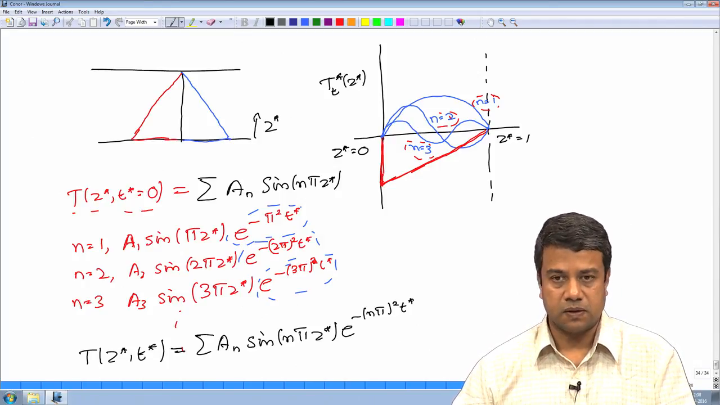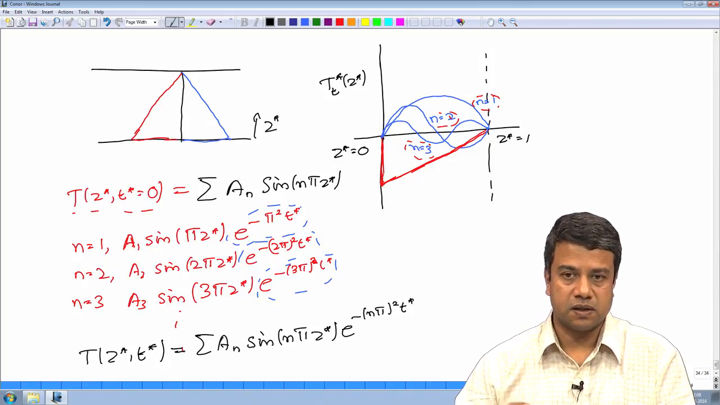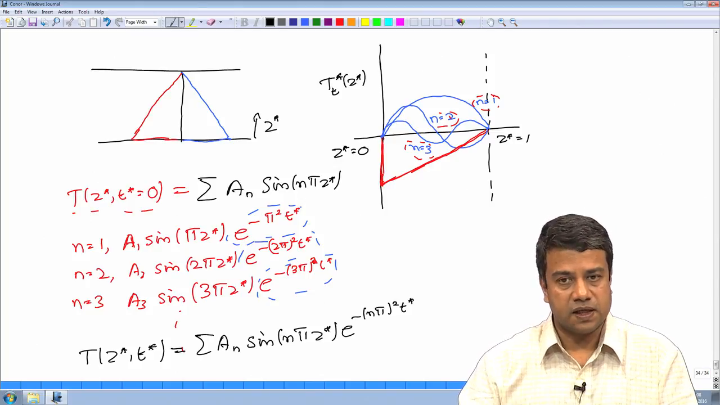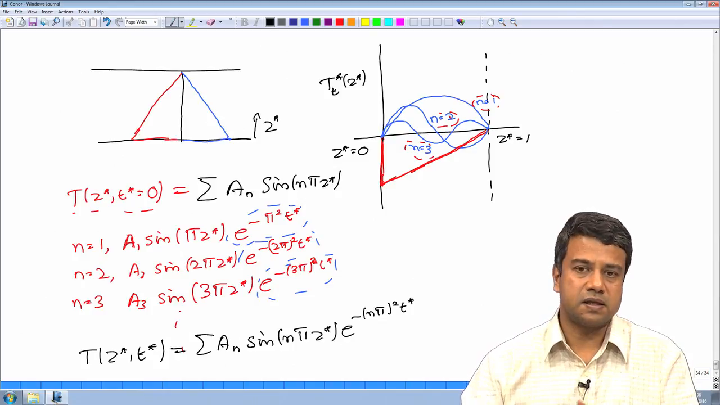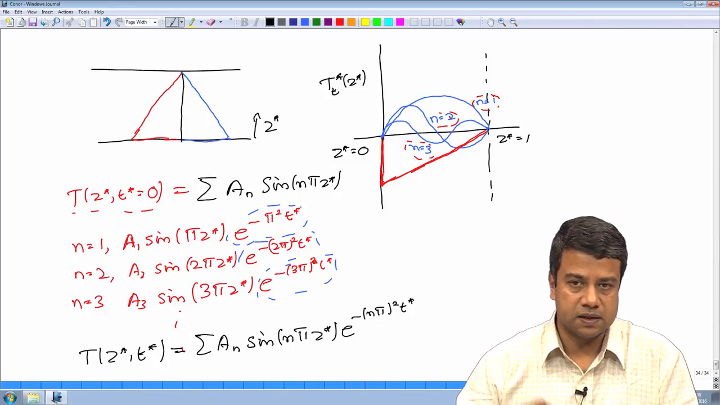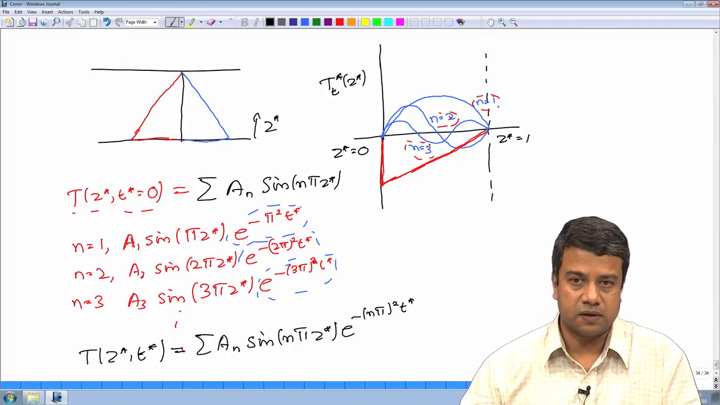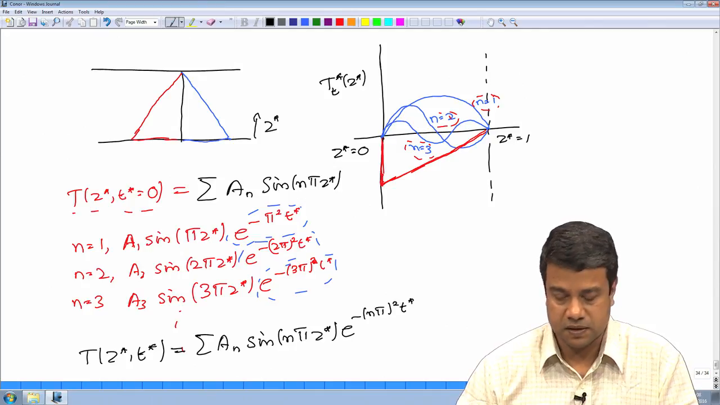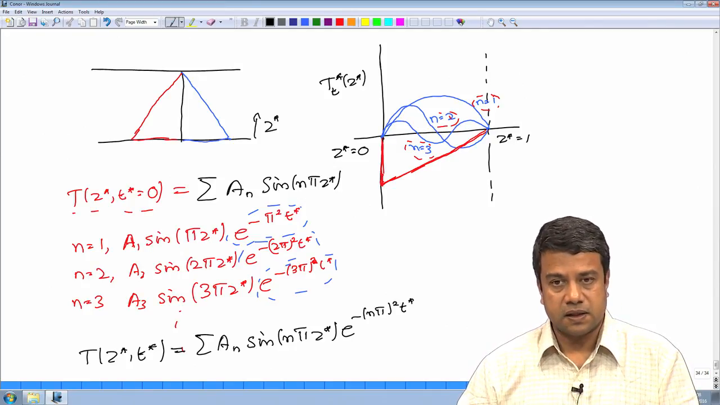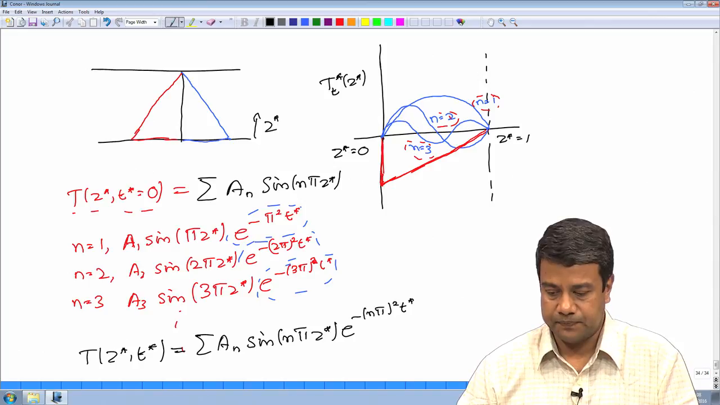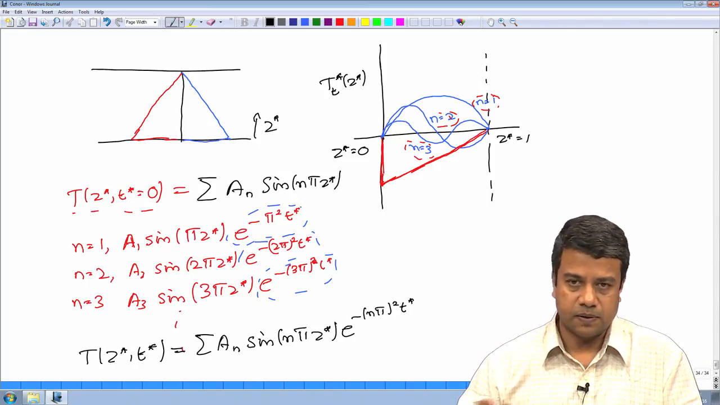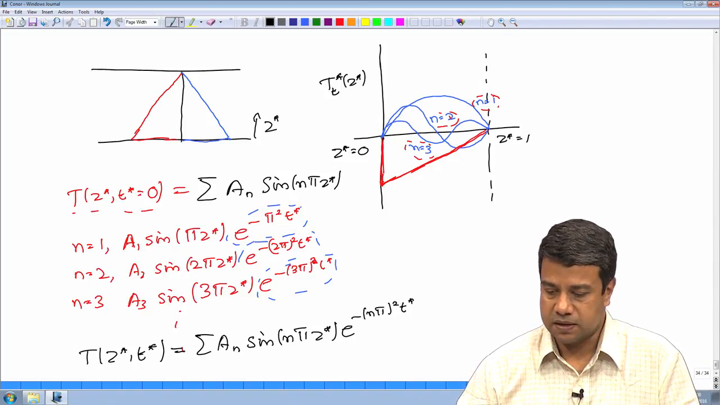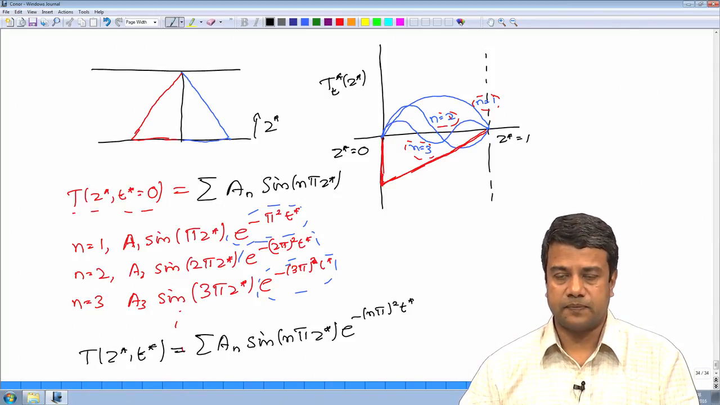So, if you are interested in only some particular resolution in the solution, and if time is larger than 1, you are guaranteed that you can truncate the series at a finite set of terms in this series, and neglect all the higher order terms, because these higher functions decay much faster than the lower functions. So, in that sense you can get an approximate solution for this problem. There will be other problems in different configurations in which similar procedures will apply.